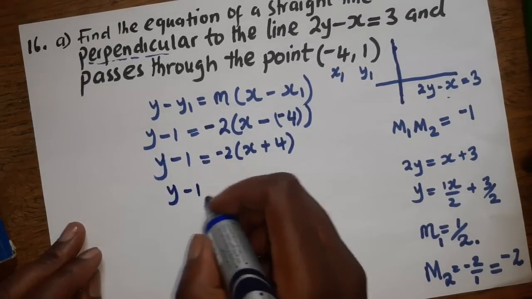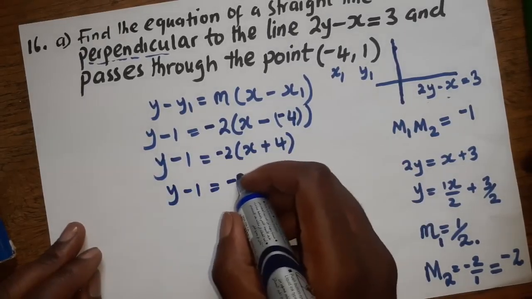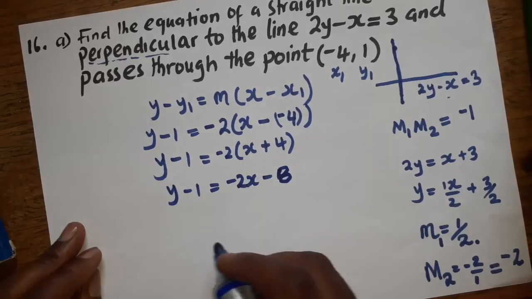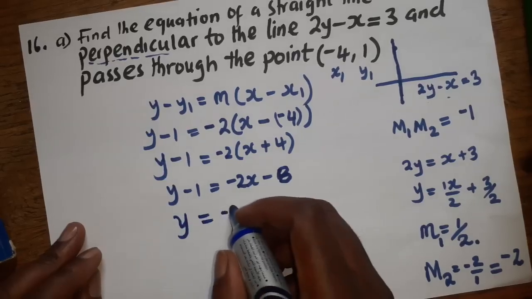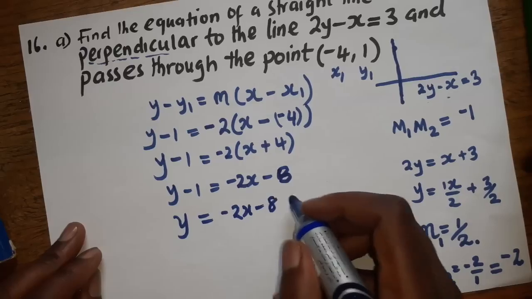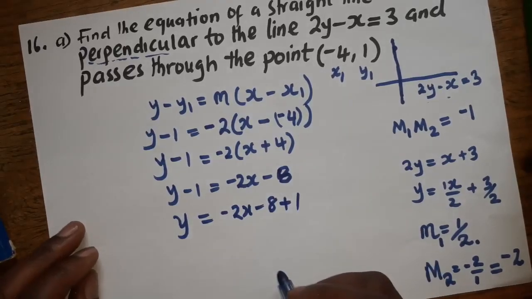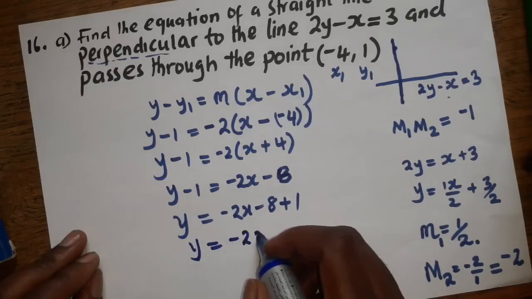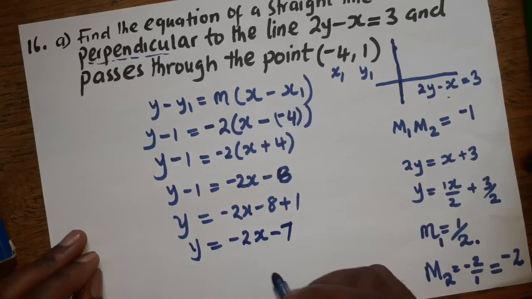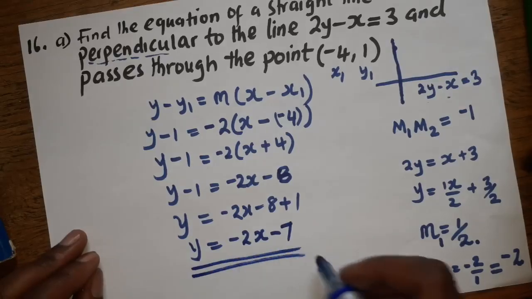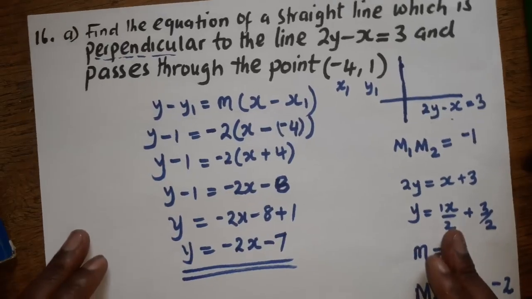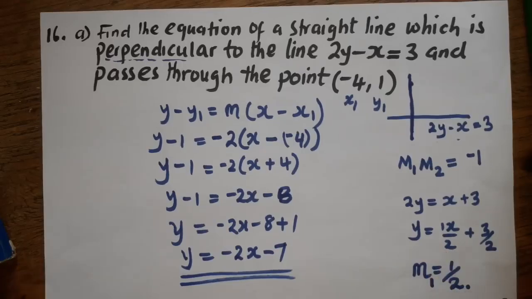So we have y minus 1 equals, you distribute, negative 2x minus 8. We have y equals negative 2x minus 8 plus 1. All right. Then y equals negative 2x minus 7. This is what is going to be the equation, ladies and gentlemen. I hope that is very clear. Are we together?